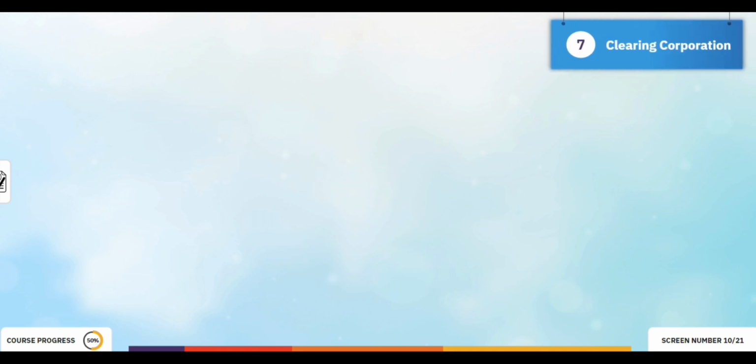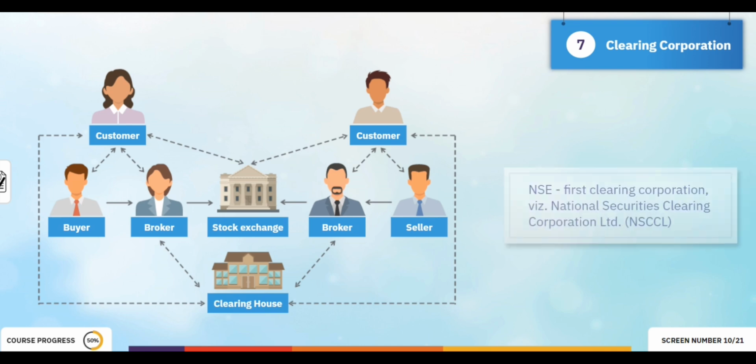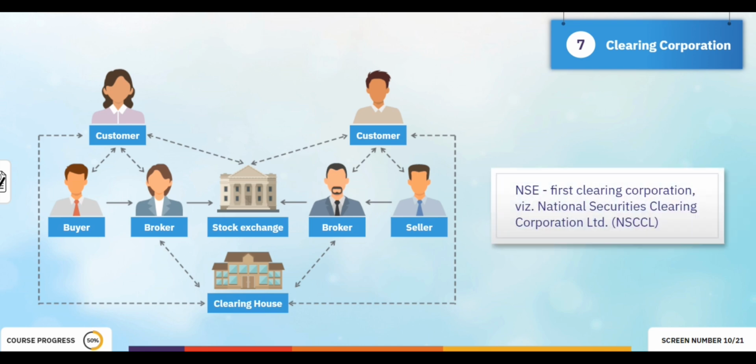Principal Reform Measure 7 is clearing corporation. The anonymous electronic order book ushered in by the NSE did not permit members to assess credit risk of the counterparty and thus necessitated some innovation in this area. To address this concern, NSE had set up the first clearing corporation, which is National Securities Clearing Corporation Limited, which commenced its operations in April 1996.